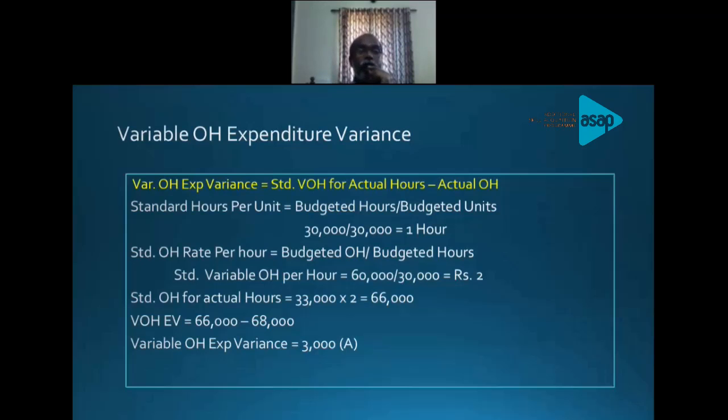So variable overhead expenditure variance is equal to standard variable overhead for actual hours, 66,000, minus actual overhead. It is given in the question, 68,000. Sorry, there is a difference of 2,000. I think it is not 3,000. It is 2,000 adverse. Okay, it is 2,000. So moving on to the next one.